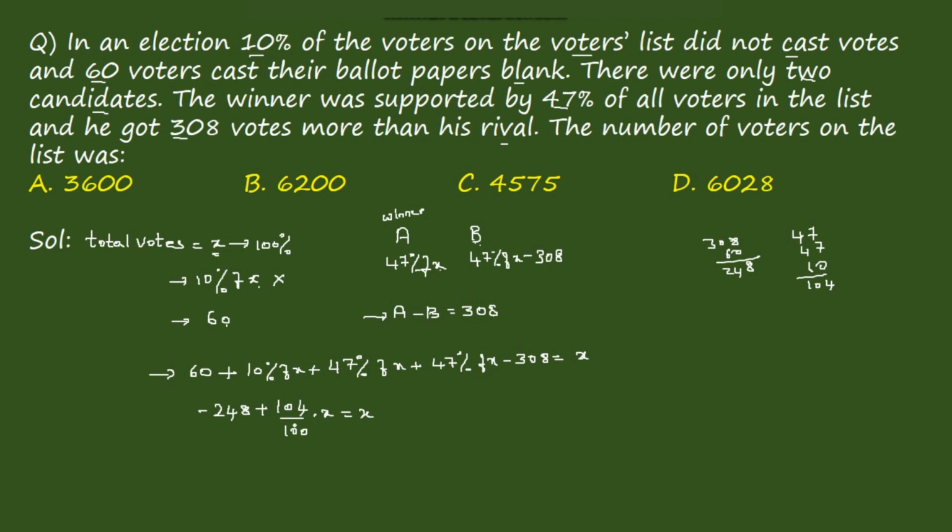So 104 by 100 minus 1 becomes 4 by 100 x, which is equal to 248. Then the value of x is 248 into 100 by 4, which is equal to 6200. So the total number of votes was 6200. So the answer is option B.